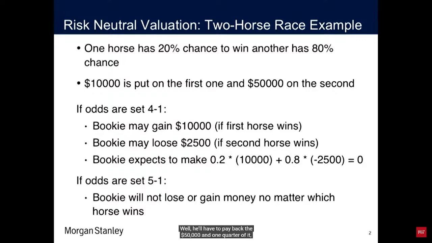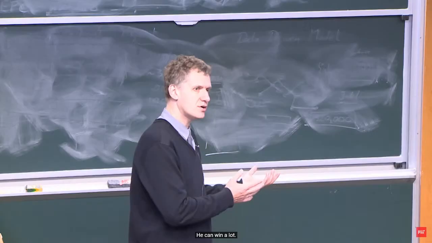Well, he'll have to pay back the 50,000 and 1/4 of it, which is 12,500. So in the end he'll pay 62,500 while he collected 60,000, right? So in this situation he will lose $2,500. All in all, he expects to make nothing. So he probably could collect enough fees to cover his potential loss. But there is certainly variability in outcomes. He can win a lot, he can lose some.